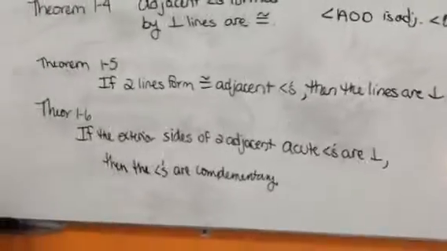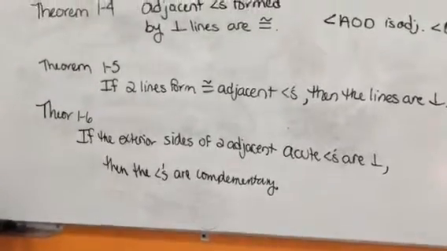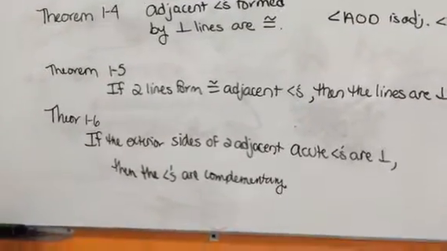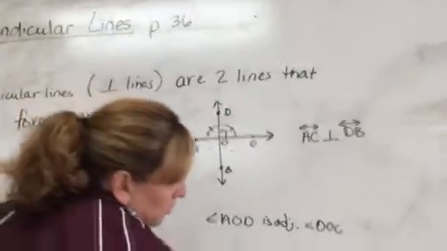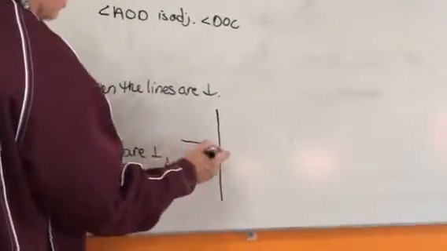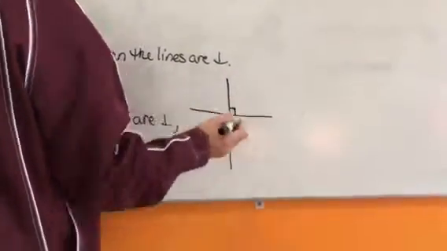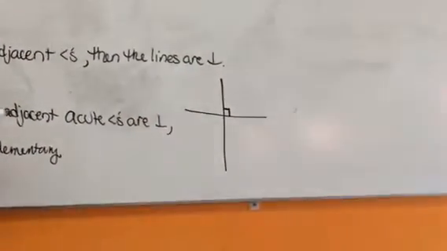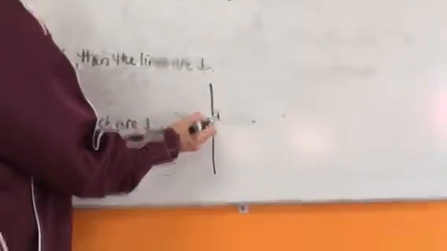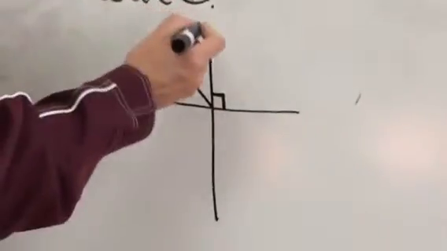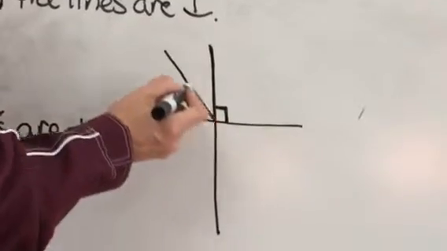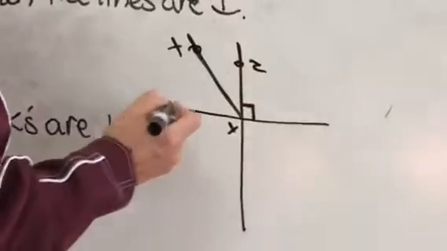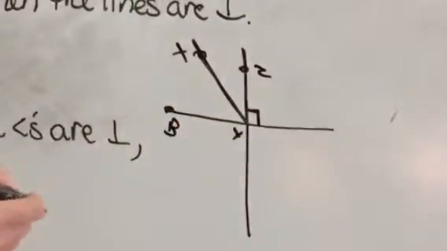Theorem 1-6 says if the exterior sides of two adjacent acute angles are perpendicular, then the angles are complementary. So I'm going to draw two perpendicular lines, okay? So it says if the exterior sides of two adjacent acute angles, so I'm going to make some acute angles. So here's the exterior side of this adjacent acute angle. We'll call it angle XYZ, and this will be angle BYX.